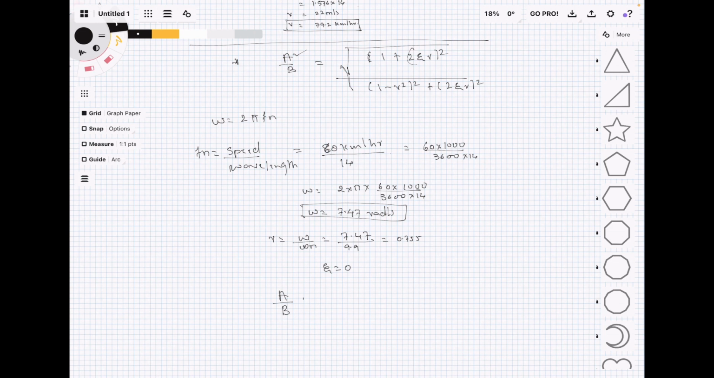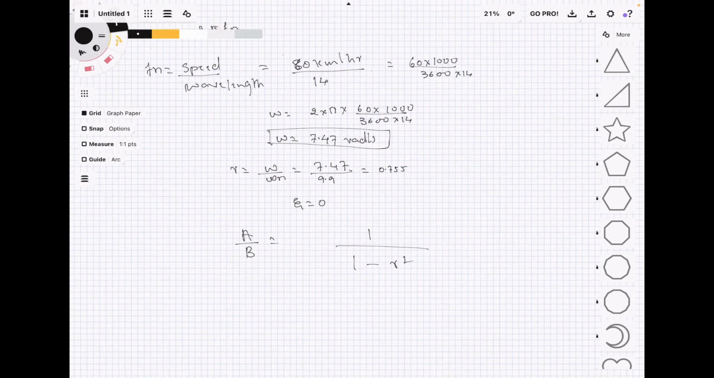A by B will be equal to square root of, okay, we'll just check out, this will be 0. So zeta is 0 here, this goes off and only 1 will remain. Here it will be square root of 1 minus r square the whole square. Here zeta is 0, so you will end up with 1 upon 1 minus r square.